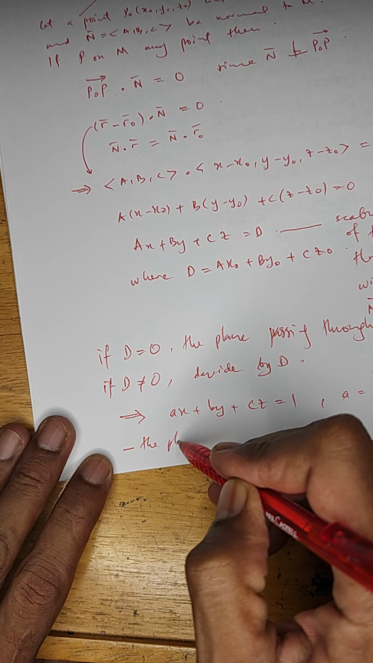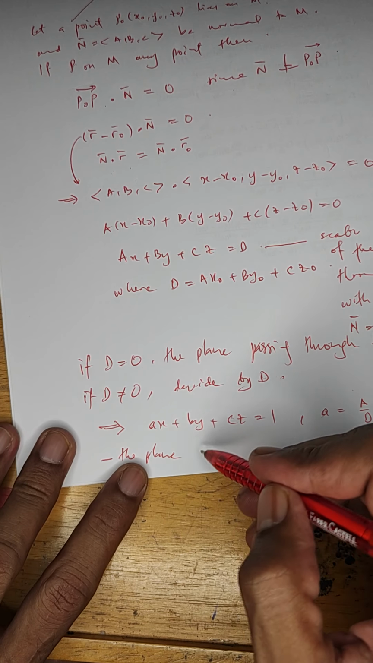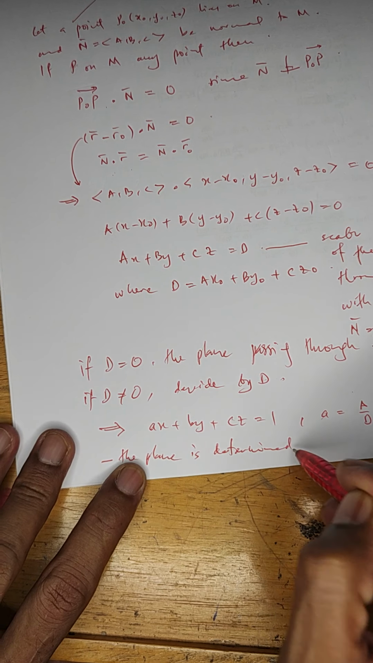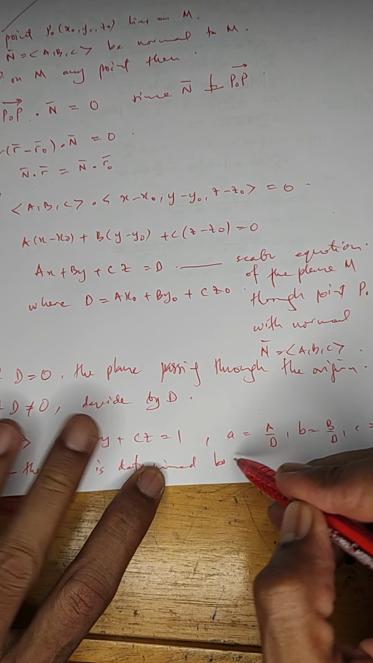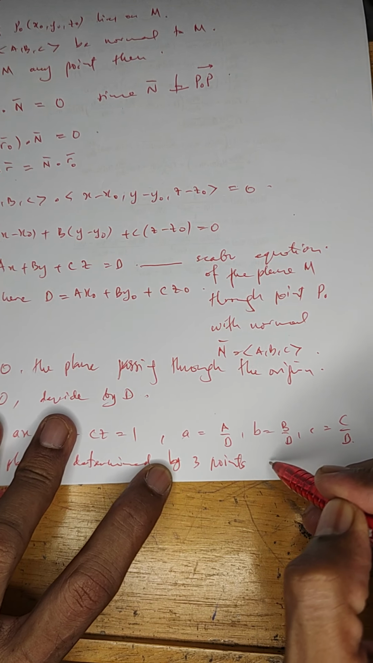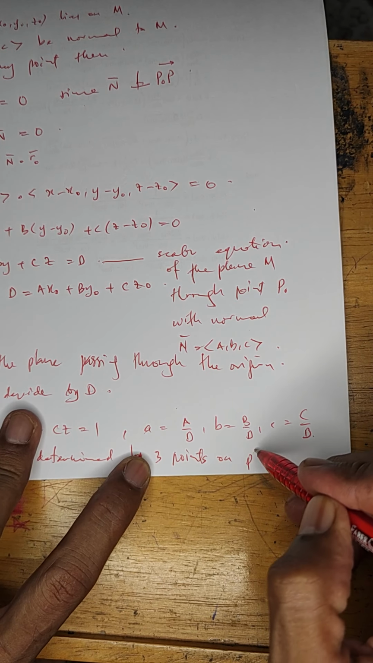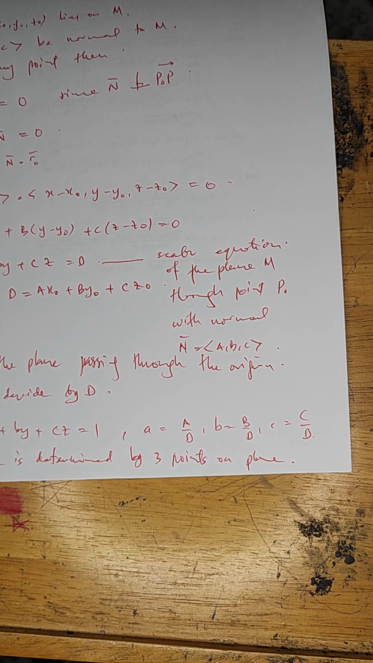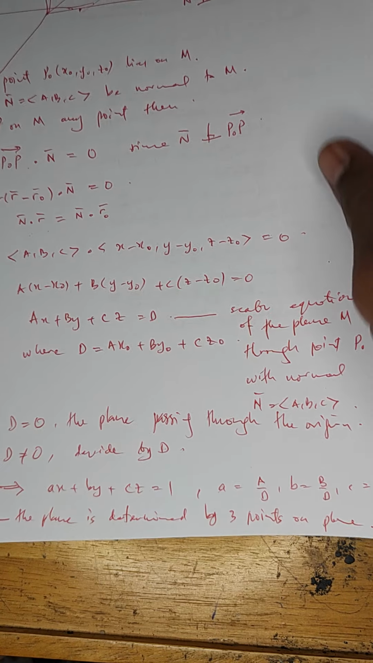So the plane is determined by 3 points on M. The equation of the plane is determined by 3 points on the plane. Okay, let's see an example.